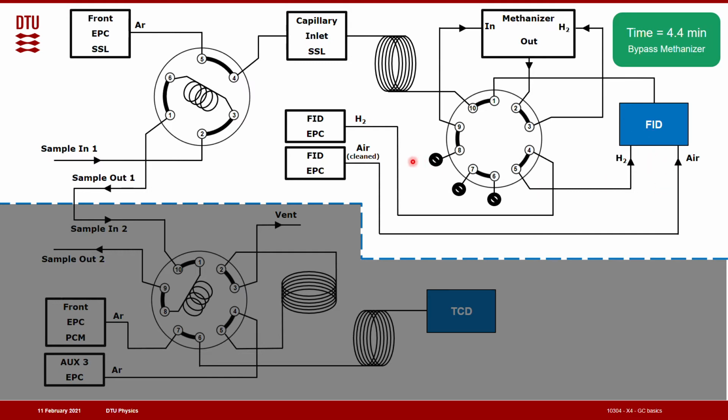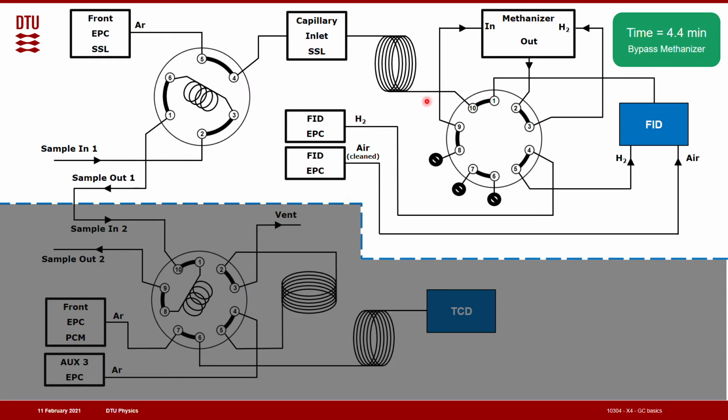The FID is also supplied with air. It should be clean air. If we use what we would call dirty air, then there would be carbon. If the air contains oil, let's say if it's from a non-clean compressor, then we would burn that off continuously, and that would give us a large background of noise. So that's why we use cleaned air, or in ideal cases, bottled air. So basically just oxygen and nitrogen mixed.